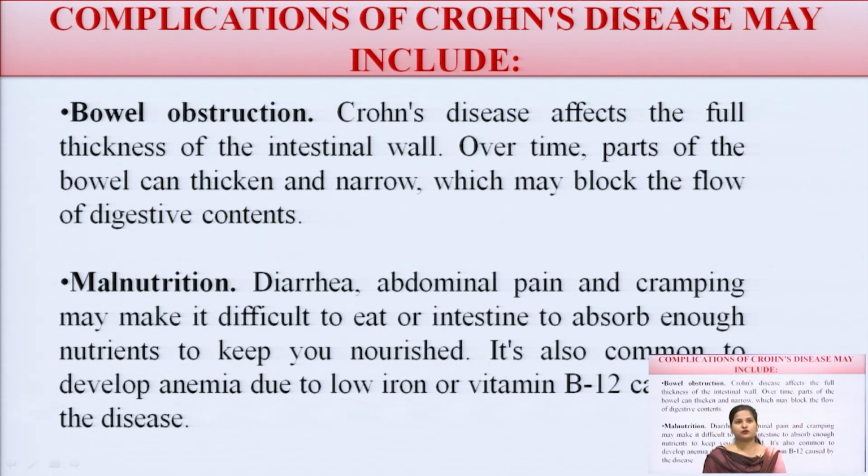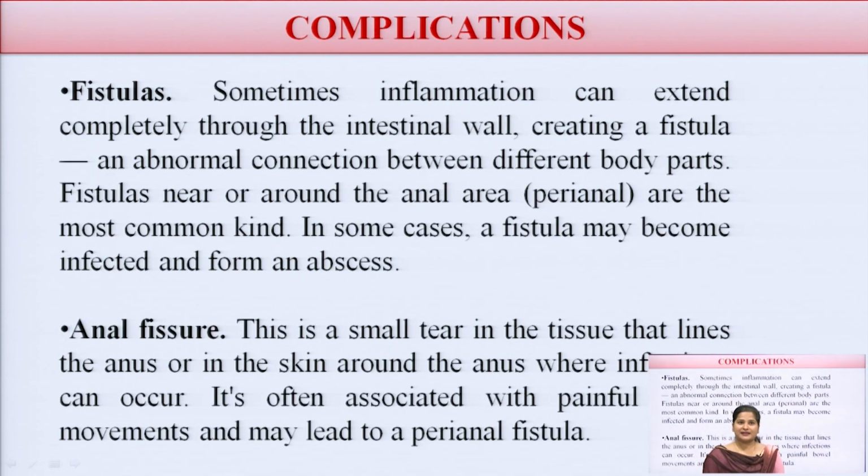Right. Malnutrition means that because of the diarrhea, abdominal pain and cramping, the person is not able to take a sufficient amount of food. This may cause malnutrition, and it causes low iron or vitamin B12, which leads to severe kinds of diseases. Fistulas, as I told you, occur because of the hardening or thickening of the bowel wall or intestinal wall. Anal fissures are small tears in the tissues that line the anus and skin, where inflammation can occur, and the often painful movement leads to a perianal fistula.